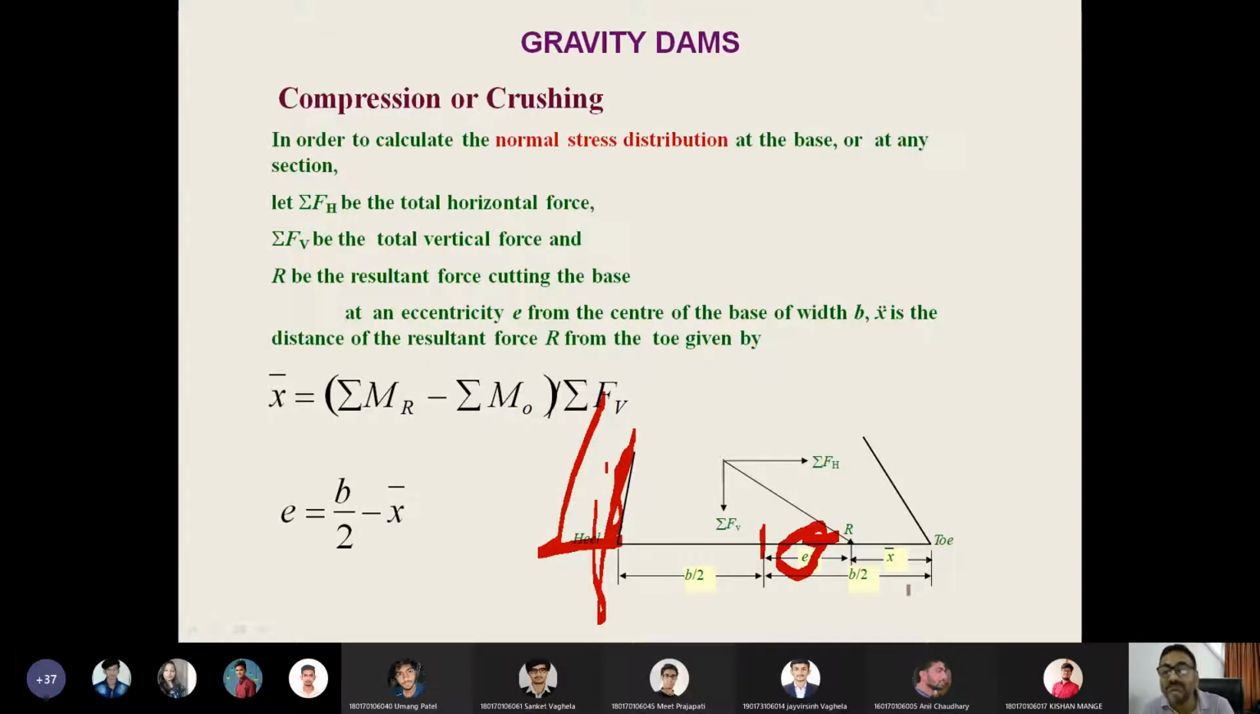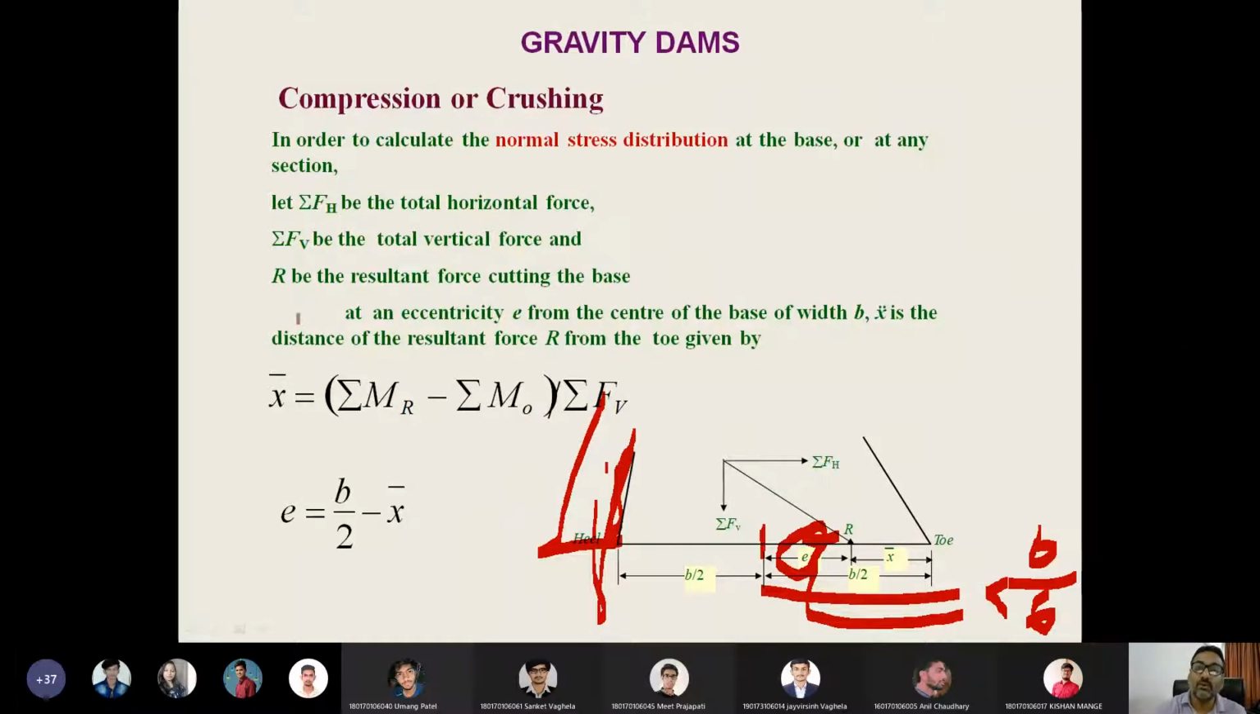We'll see why this is B by 6. The total is B by 2 from here to here, but for this eccentricity we say that it should be less than B by 6. Why? We'll see the calculation in the following slides. This should be less than B by 6. So let's see here. This is compression or crushing.